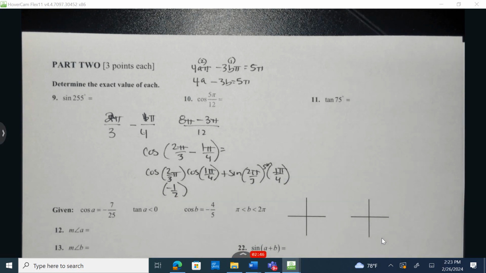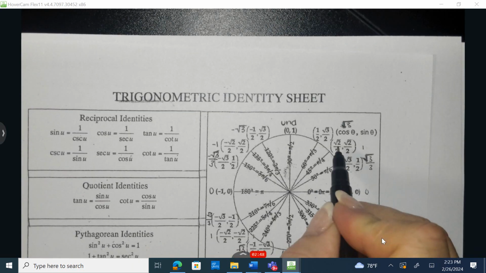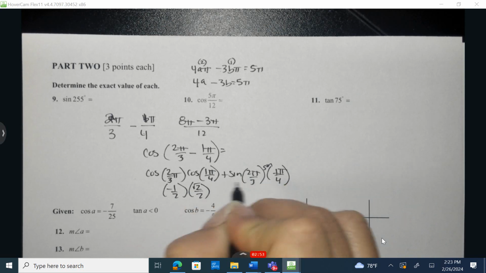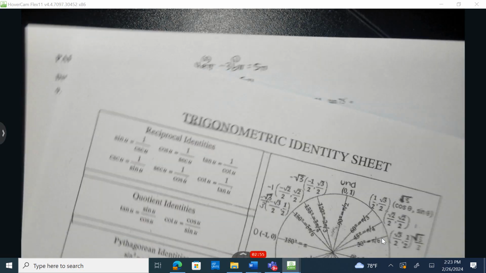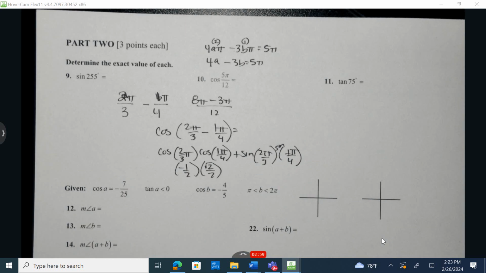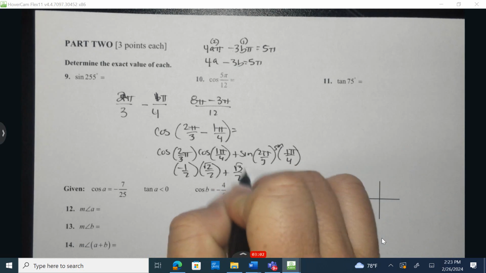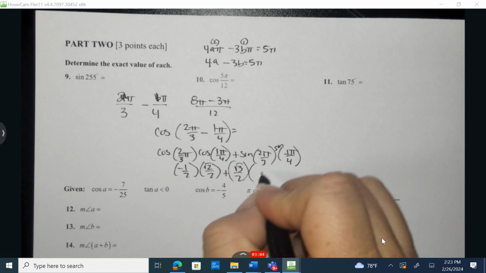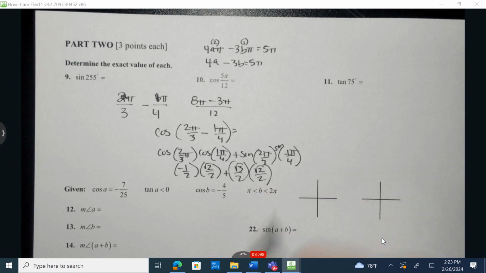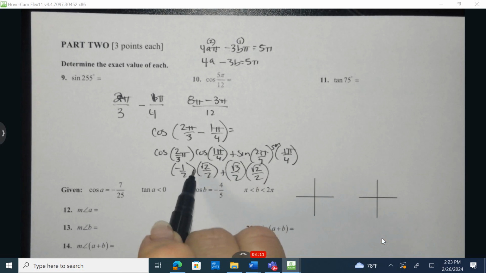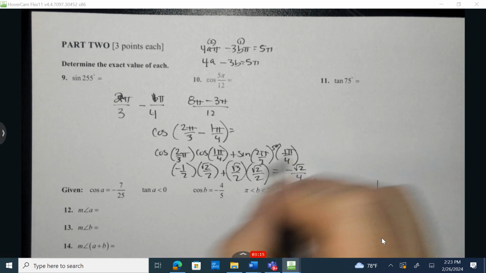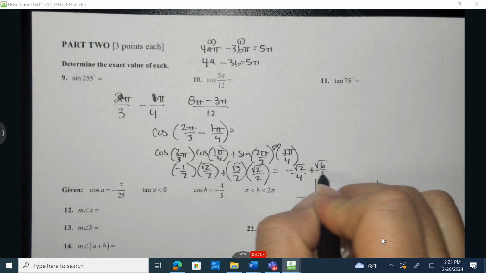The cosine of 1/4 pi is going to be radical 2 over 2. The sine of 2/3 pi is going to be a positive radical 3 over 2. And the sine of 1 pi over 4 is going to be another positive radical 2 over 2. So here, when I multiply, I end up with negative radical 2 over 4 plus radical 6 over 4.